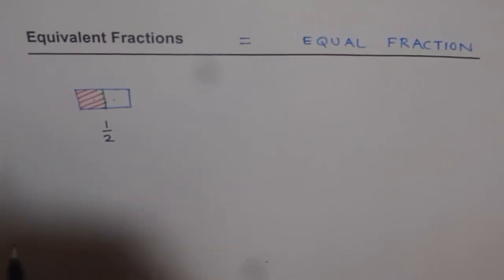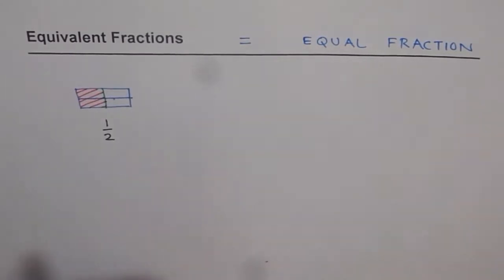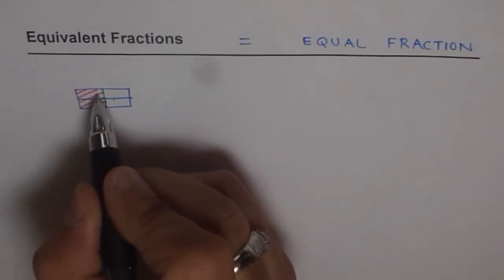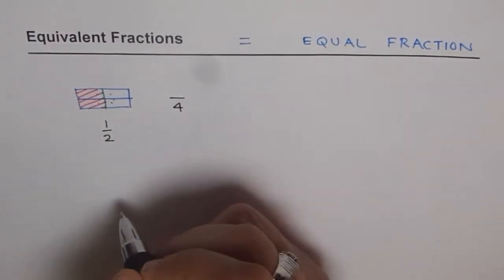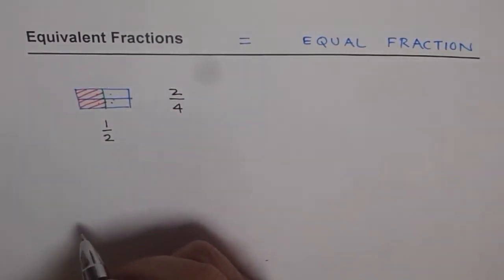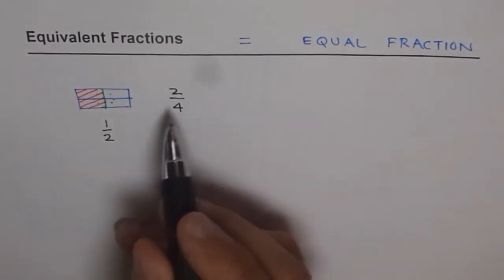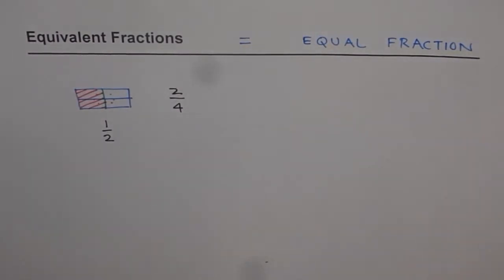Now see what happens if I divide it further with a horizontal line. How many parts do you have now? There are 4 parts: 1, 2, 3, 4. And how many are shaded? 2 are shaded. So the same fraction now becomes 2 over 4. They have to be equal since the same amount is shaded, correct? So these two fractions, 1 over 2 and 2 over 4, are equal fractions.